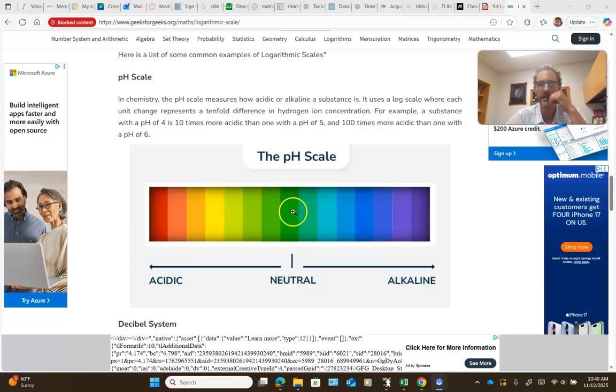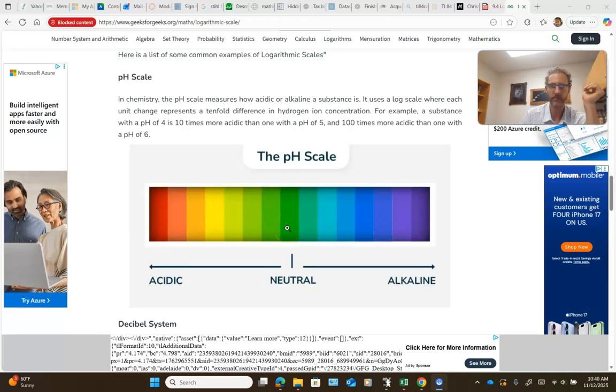So anyway, at a pH of 7, you have just as many positive and negative ions. But the more negative ions you have, the more acidic the solution is. That's actually how you define what it means for something to be acidic. And so you have this scale.